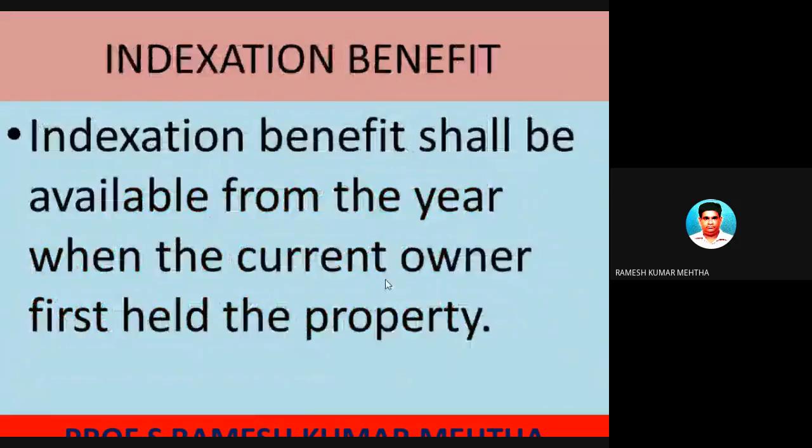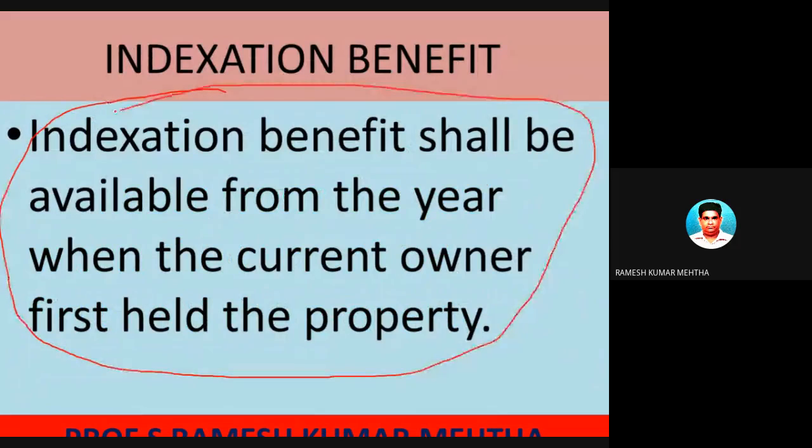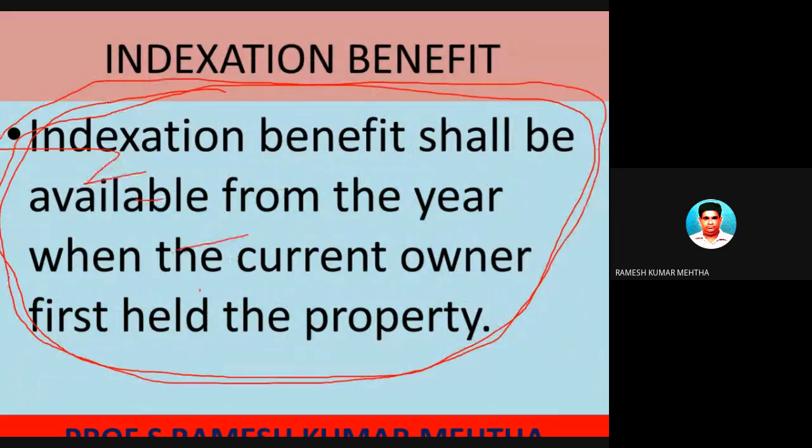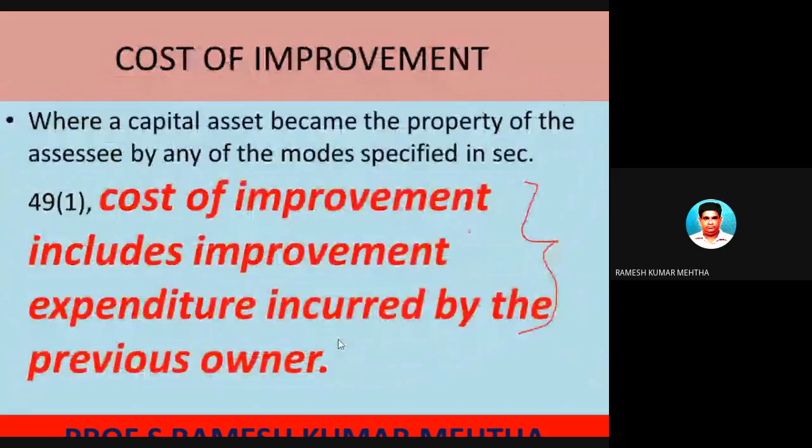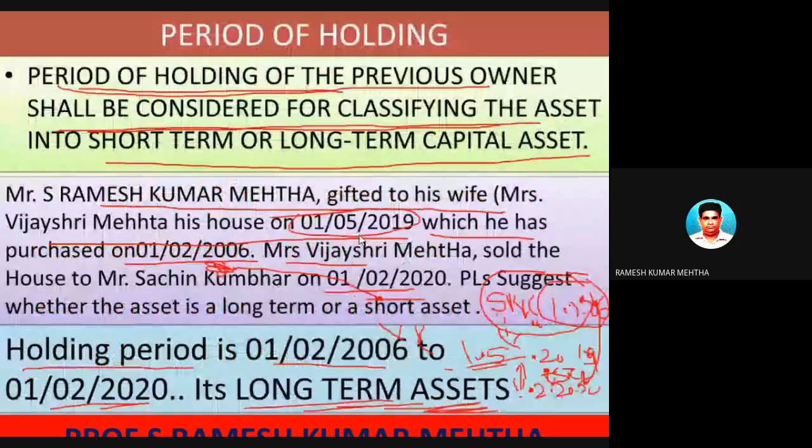Indexation benefit shall be available from the year when the current owner first held the property. This is very, very important. You can just mug up, you can learn it by heart. So this particular information tells that indexation shall be available from the year when the current owner first held the property. For example, in this case, Mrs. Mehta first held this property on 1/5/2019. So when you're doing indexation, it has to be done for the year 2019-2020.